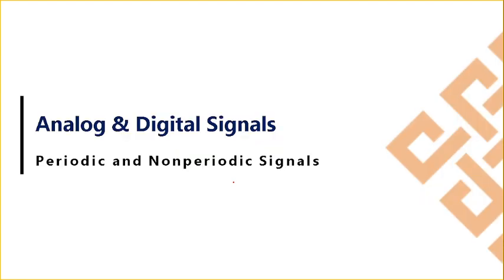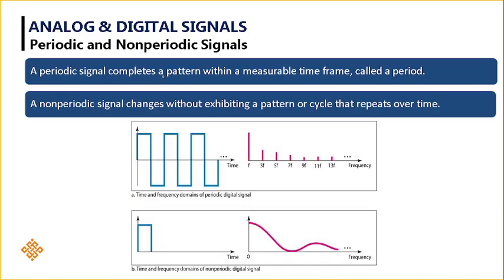Okay. So now let us see what periodic and non-periodic signals are. A periodic signal completes a pattern within a measurable time frame. We call it a period. What I mean to say is, a periodic signal always repeats its pattern after a unit period of time. Whereas a non-periodic signal changes without exhibiting a pattern. So what I meant to say here is, in non-periodic signals, the pattern can't be repeated every unit of time.